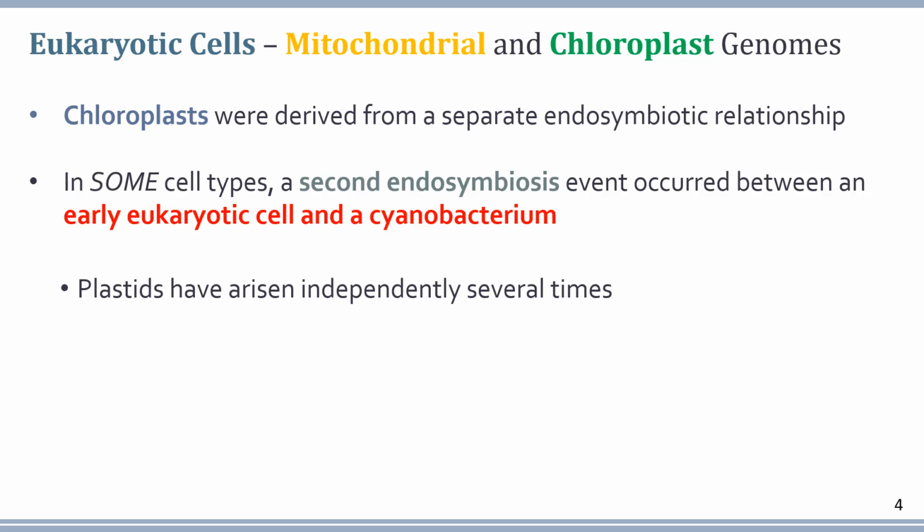So in this event, we get the evolution of a plastid. A plastid is a general group of organelles that have evolved to store pigments. Now, we are most familiar with chloroplasts, but chloroplasts are not the only type of pigment that are found in cells. So these plastids generally perform photosynthesis of some type.